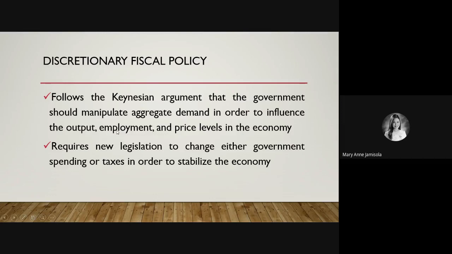So if you can still recall, we have distinguished the classical versus the Keynesian theory, right? And on the classical theory, it says that government interference is not important, while Keynes argued that government intervention is necessary in order to correct imbalances in the economy. So, discretionary fiscal policy follows the Keynesian argument because it says that the government should manipulate. So, there is government intervention. This requires new legislation to change either government spending or taxes in order to stabilize the economy. Again, as I have mentioned in the previous slide, this is all about adjustment of government spending or taxes, or both. It can be both.